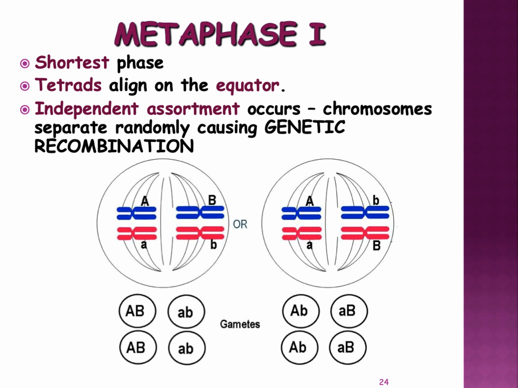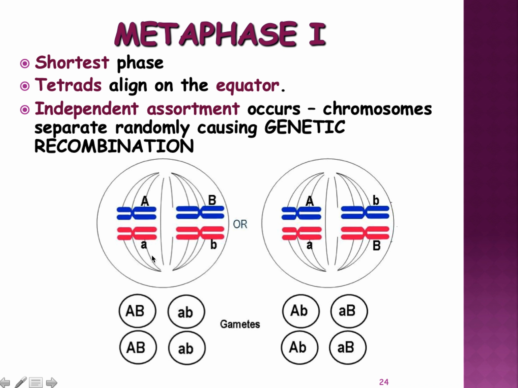Then we have metaphase one. Same idea, just remember meta means middle. You could remember M for middle. So these tetrads will align at the equator, so the center. And in here, this is where independent assortment happens. When the process of separation happens, it happens randomly, okay? And so you'll get genetic recombination this way because anything can happen at this point.